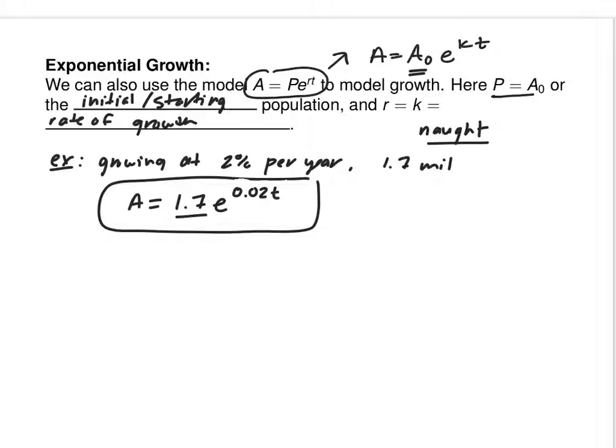Okay, but the A equals Pe^(rt) applies to this. Example just showing us that A equals A naught e to the kt. That's just often how the formula is rephrased for populations. But they really mean the same thing. Does that make sense? Okay, awesome.